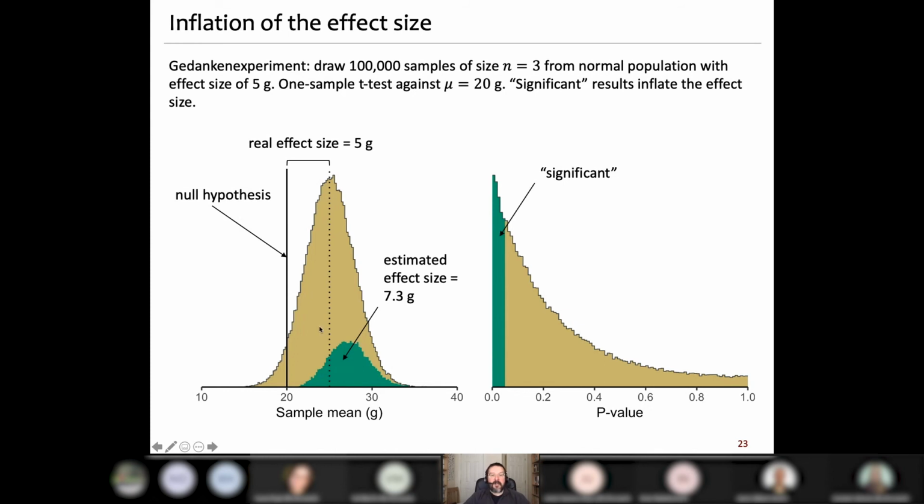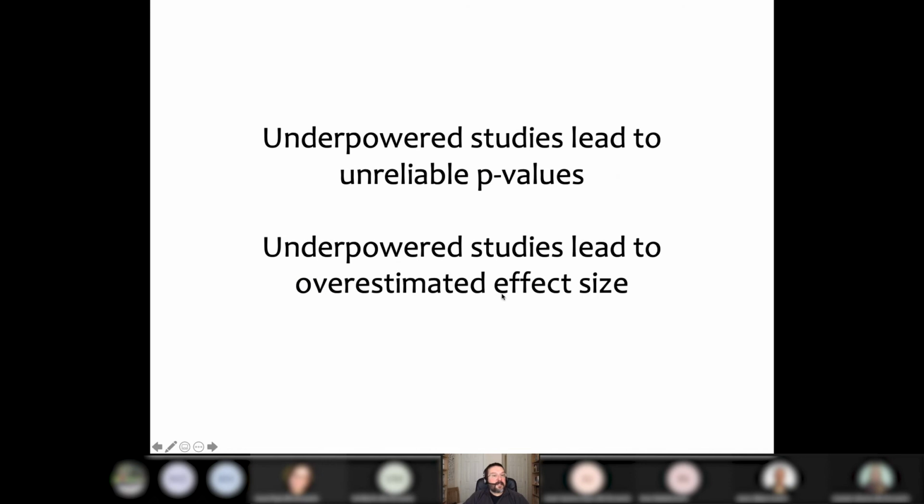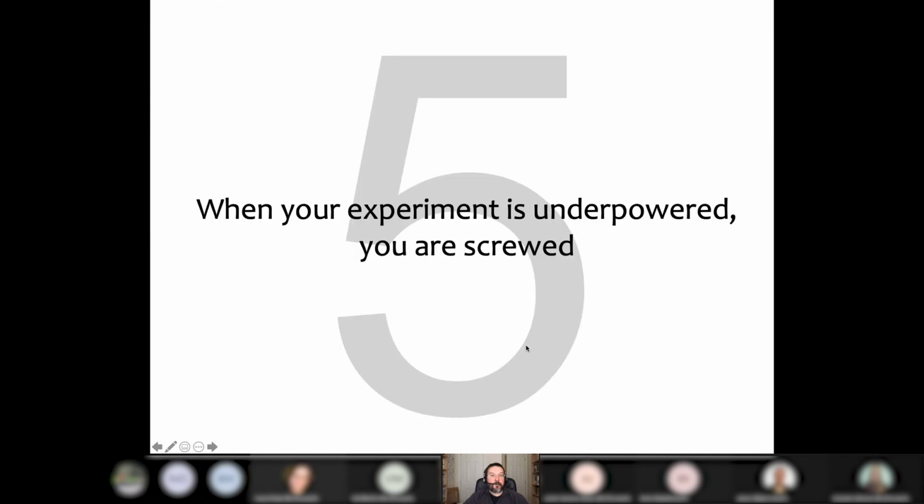Now, the problem is, if you have a test like this with a very small sample size, and this test obviously is underpowered, and if your test brings a significant result, your effect size is skewed towards higher values. It's inflated. This is because these small p-values do a selection among all possible p-values, among all possible effect sizes, and the selection is toward larger effect size. So, underpowered studies lead to unreliable p-values, but underpowered studies also lead to overestimated effect size, which leads us to a conclusion: when your experiment is underpowered, you are screwed.